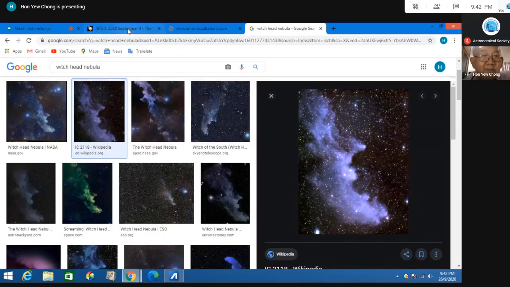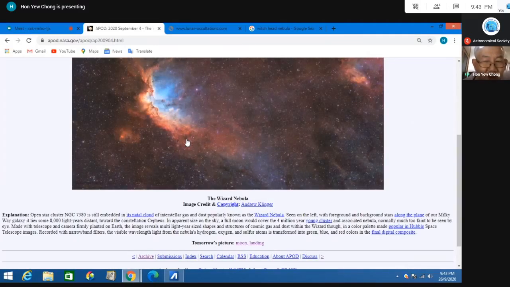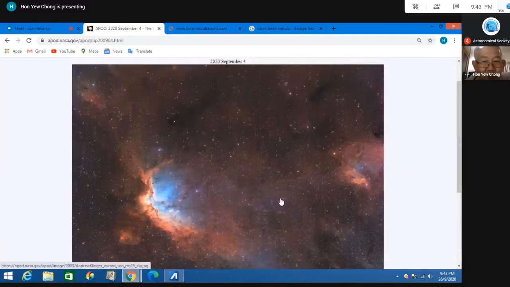But this is called what? A Wizard Nebula. A Wizard Nebula means a Bomo who's a male. So this is a Wizard Nebula also, all right, taken by Andrew Klinger, our astrophotographer from Texas in America. Very nice.